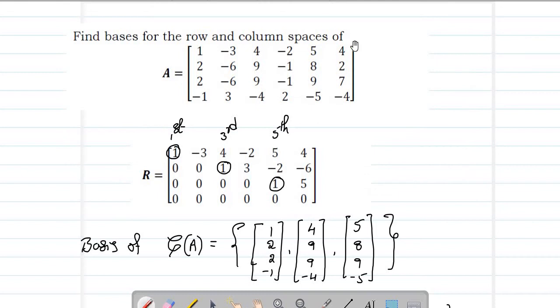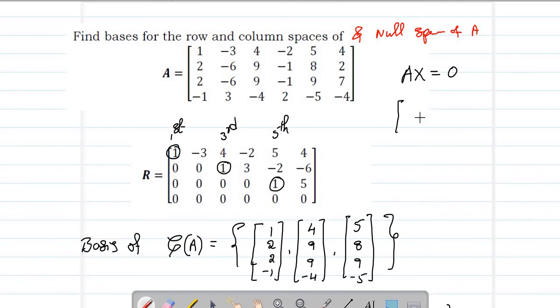Now if I add one more question here, the null space of A as well. You need to find the basis for the null space of A as well. Then you can do one thing. This is what you'd like to find, the solution space of Ax equal to 0. And do you remember how we solve these equations Ax equal to 0?